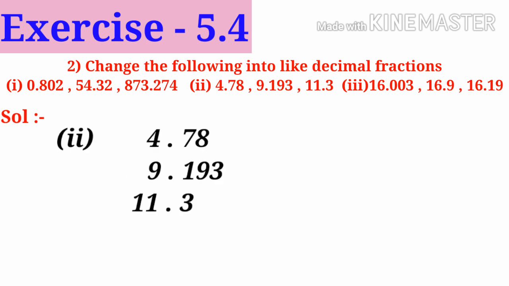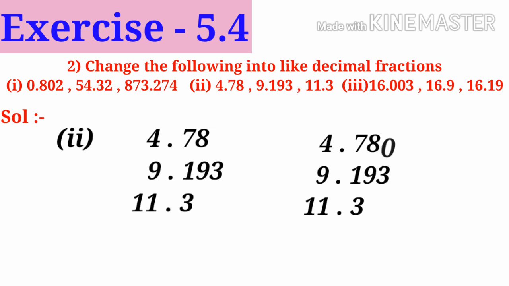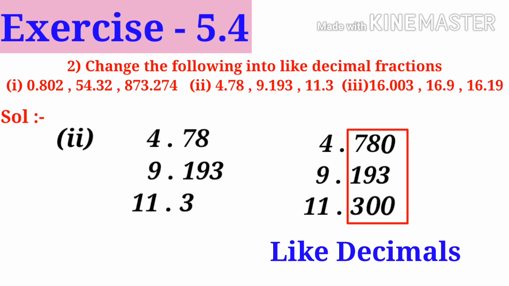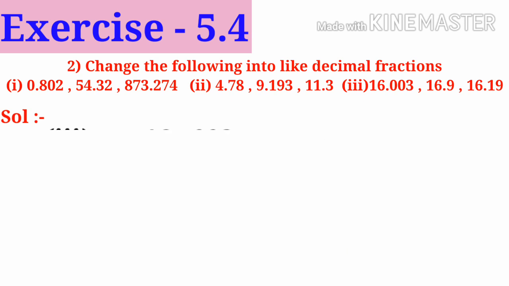Number 2, 4.78, 9.193, 11.3. The maximum number of decimals are 3. So we can make the other fractions into like decimals by just adding 1 zero to the first decimal fraction and 2 zeros to the last decimal fraction. Now all are having 3 digits in their decimal part, so these are like decimals.